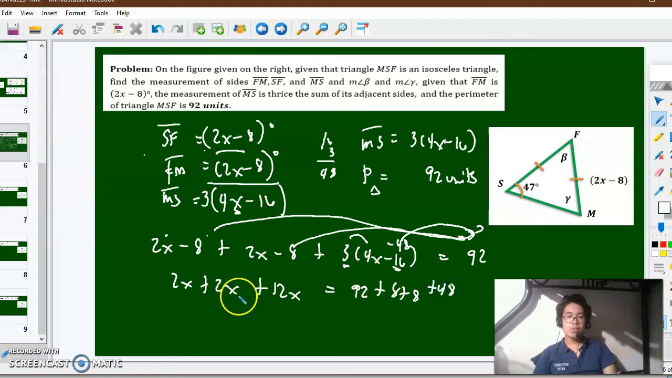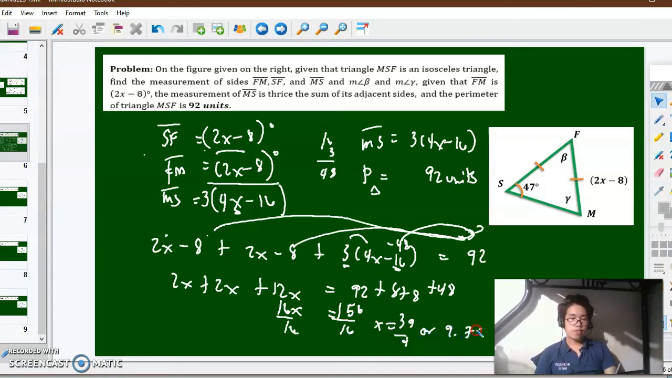So we have here 2x plus 2x, that's 4x, plus 12x, so that's going to be 16x is equal to 92 plus 8 plus 8 plus 48. So the answer is 156. If you divide 156 by 16, you get the value of 39 over 4. So the value of x is 39 over 4, or simply 9.75.